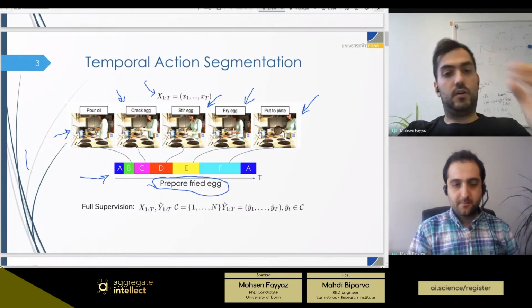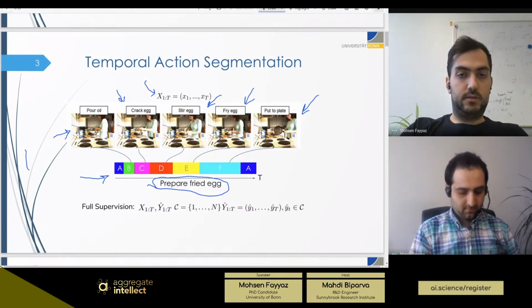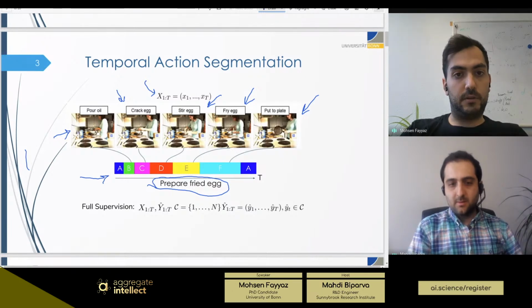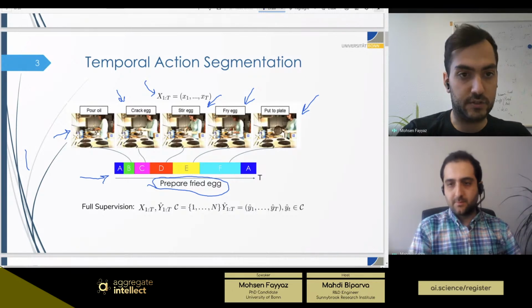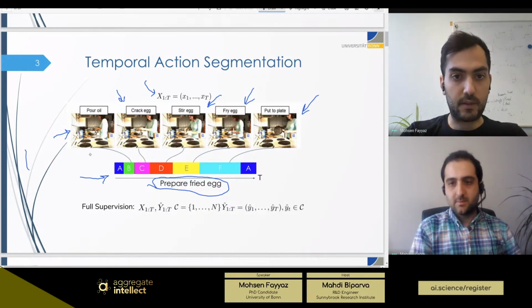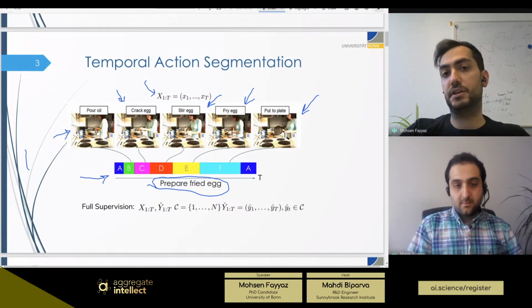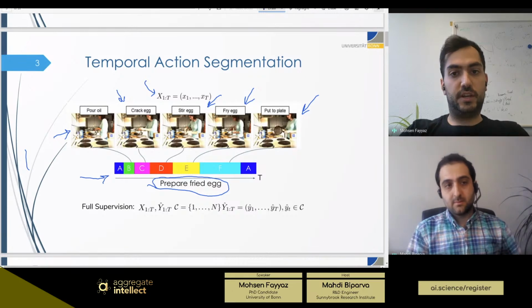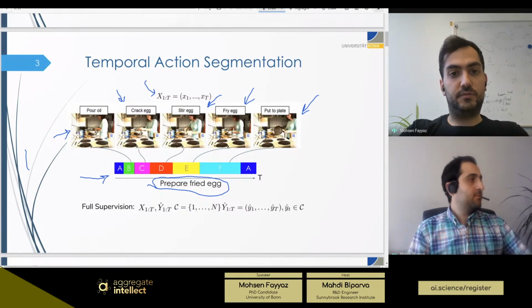But for untrimmed video understanding, we mostly face real life problems where we have a long video that is not trimmed. It may consist of lots of actions, as you can see here, and it may or may not have a main action. And we want to understand what's going on exactly in each section of the video.